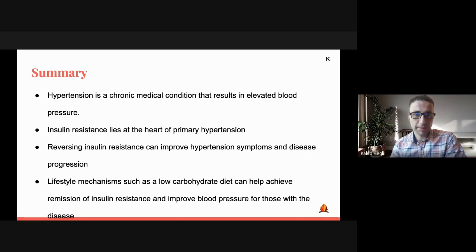Summary: hypertension is a chronic medical condition that results in elevated blood pressures. As we said, insulin resistance lies at the heart of it, both at the kidney level and in the blood vessel level. Reversing that can improve hypertension symptoms and disease progression. And please opt for lifestyle adaptation and mechanisms such as the low carb to help yourself and try to go through a remission of insulin resistance and improve the blood flow. And good luck.